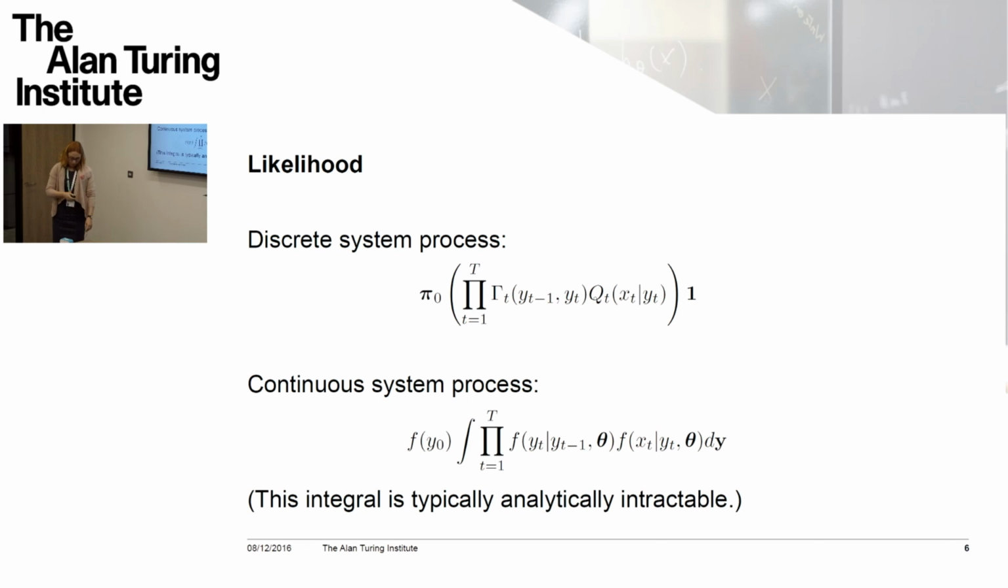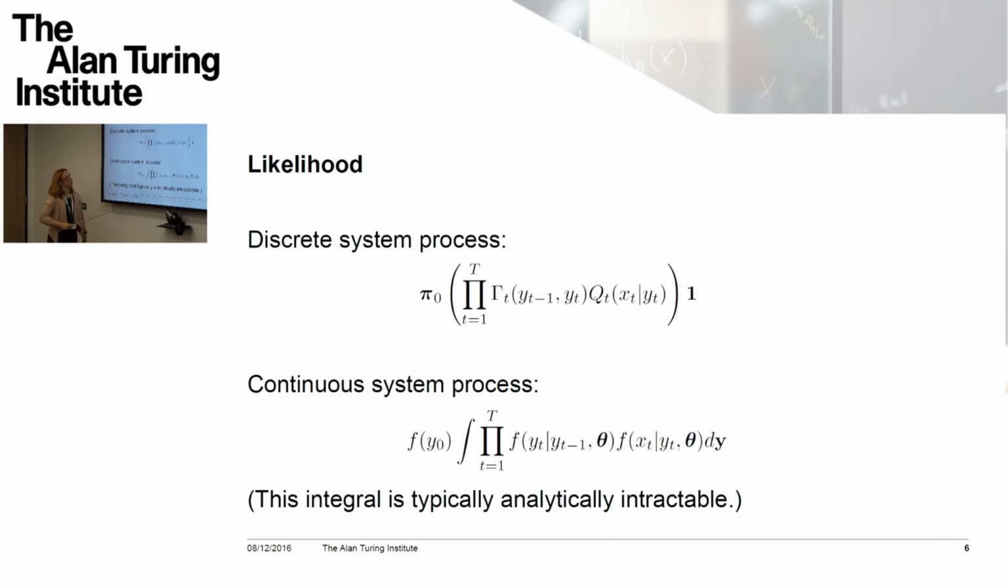Now, if we have discrete states, so if the true underlying states, the y's, are discrete, that simplifies everything. And that's what I would typically call a hidden Markov model when we've got discrete true states. Then we can write down the likelihood in a nice simplified way. And what we have is this.